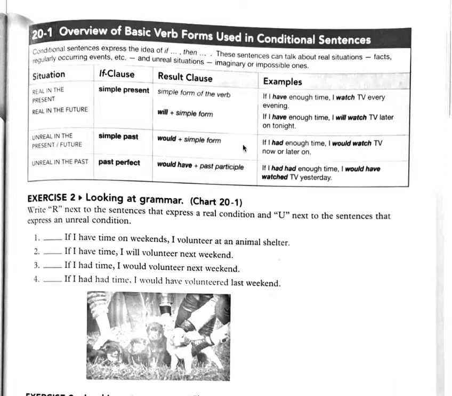Or you could say, if I had enough money, I would eat dinner at a restaurant every night of the week. But it's unreal, because that's not a real situation, okay? Unreal in the past. Now here, the if clause is going to be in the past perfect. Remember, the past perfect is had plus the past participle. And the result clause is going to be would have plus a past participle.